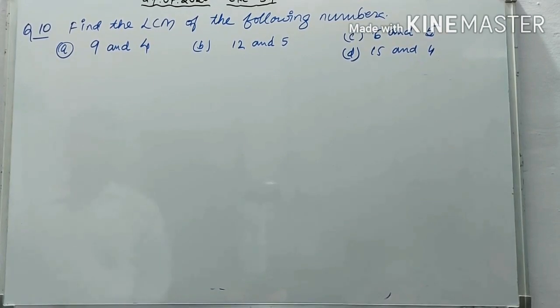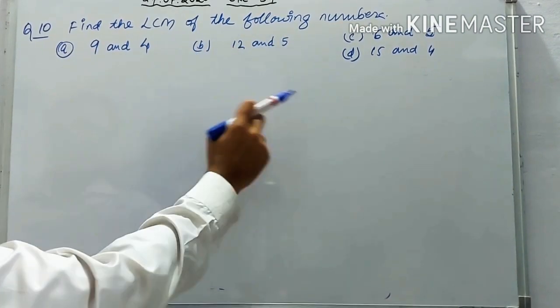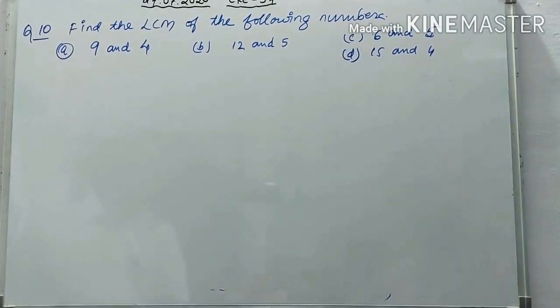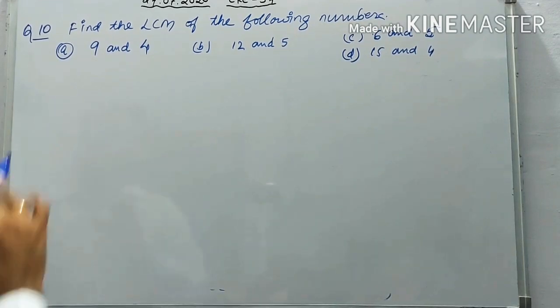Now question number 10. Find the LCM of the following numbers: first 9 and 4, 12 and 5, 6 and 5, and 15 and 4. And an extra question: observe the common property in the obtained LCMs and the product of the two numbers in each case. Okay, first you solve, then observe the answers: what is the relation between the answers of all the questions?